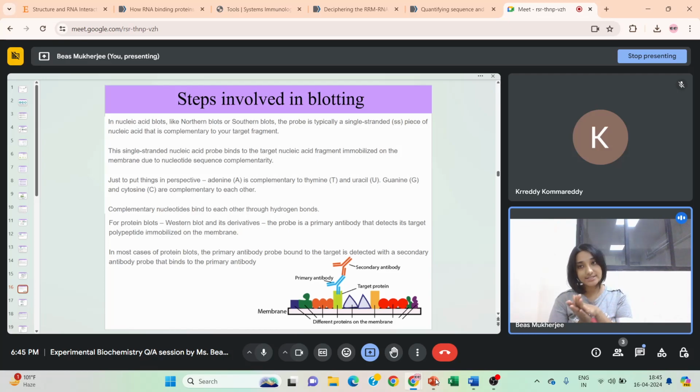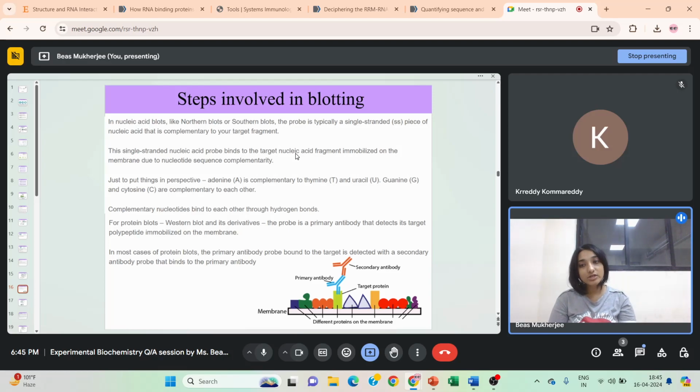The next task is hybridization. In nucleic acid blots like northern or southern blot, there is a single stranded DNA or nucleic acid, DNA or RNA, that is added and then it goes and immobilizes. There can be non-specific bindings as well, and for that we have the washing step. It is constantly washed with buffer. So the single stranded nucleic acid probe binds to the nucleic acid and gets immobilized. Just to put things in perspective, I'm sure you know that A and T bind and G and C bind, fine.